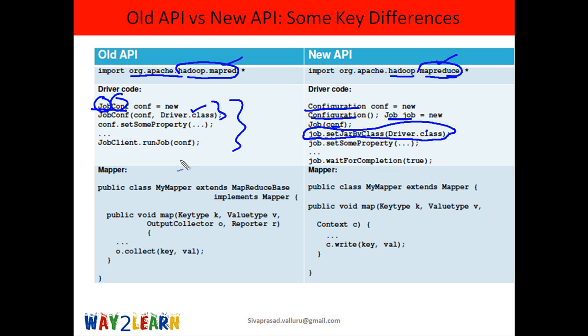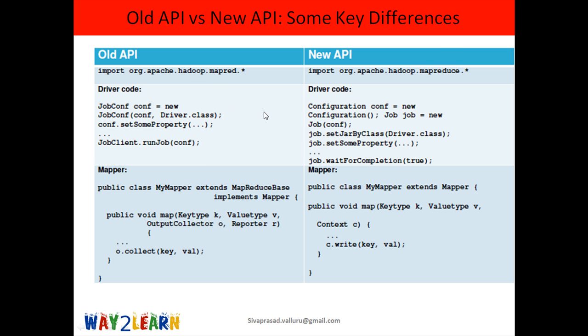Whereas the class name was passed as a constructor argument in the old API. And in the old API, we used to submit a configuration by using JobClient.runJob. But now to submit a job, we use job.waitForCompletion(true). If you say waitForCompletion true, then the client program will wait until the MapReduce job is completed on the cluster. If you pass false, the client will terminate even though the job is executing on the cluster. So if you want the client to run asynchronously, you can pass false. The client will not wait until the job is completed. This is one difference in driver code.